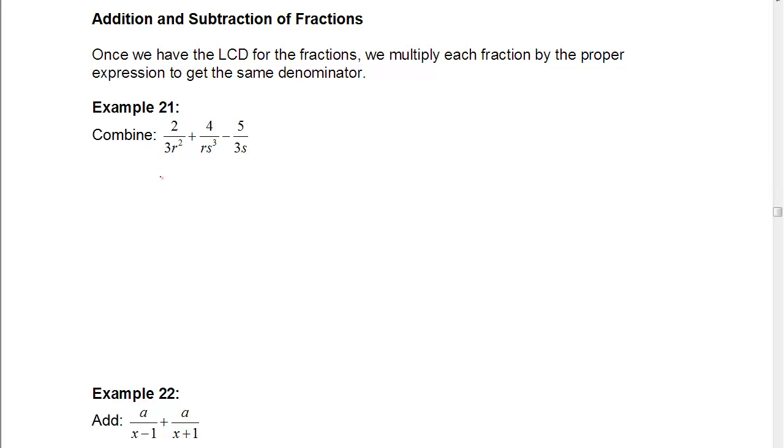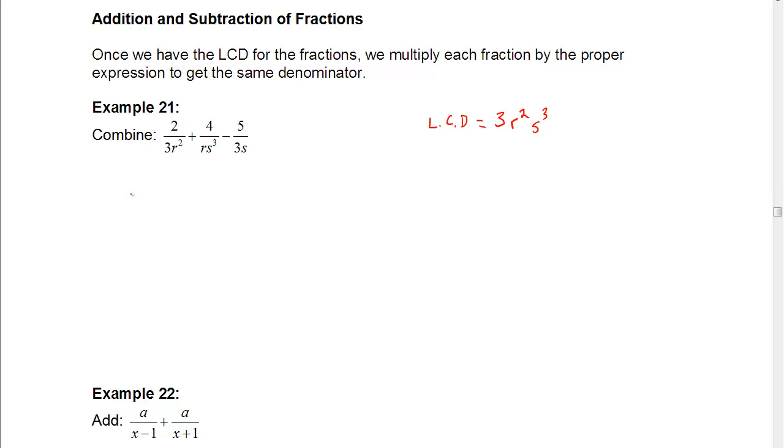In this video we're going to solve some addition and subtraction questions. So in order to solve these, the first thing we need to do is find the LCD. And for the first couple of questions we're just going to do it by inspection. So for the LCD for 3r squared, rs cubed, and 3s, we need the 3. The biggest power of r is squared, so we need r squared, and the biggest power of s is s cubed. So that'll have to be our LCD.